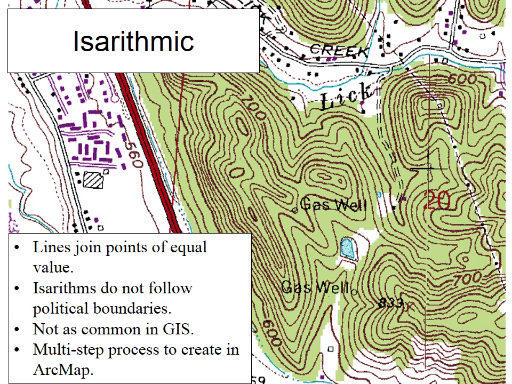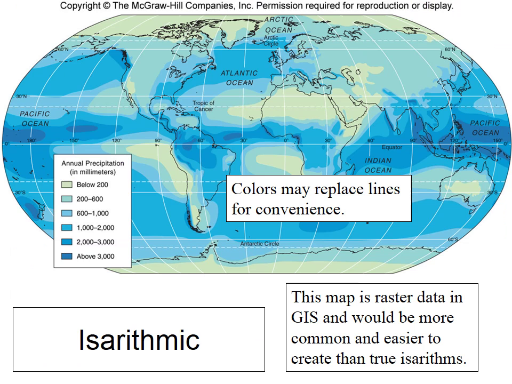That's the key feature. Isarithmic maps are another type of quantitative thematic map. And you can see that on this one, lines join points of equal elevation, and that the isarithms themselves do not follow political boundaries, because the natural phenomenon, in this case elevation, does not follow political boundaries. This map is not very common in ArcGIS. It's a more difficult, multi-step process to create in ArcGIS.